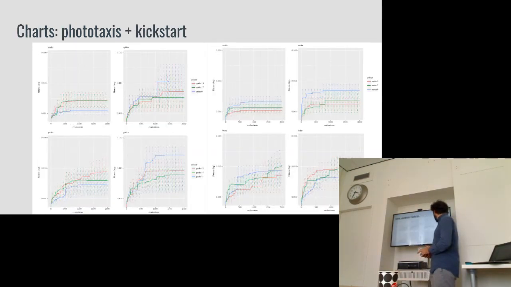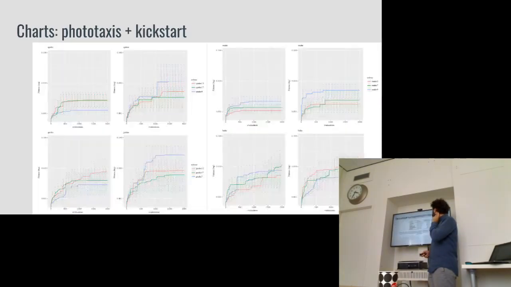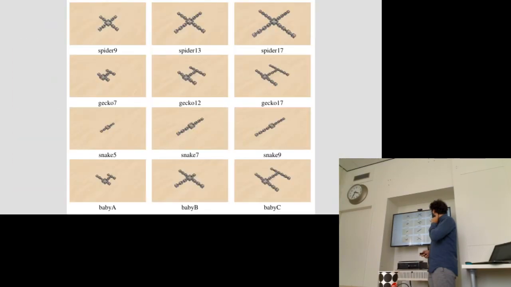They're all symmetrical, as I recall. Not all of them. There are some of them which are not. Here it is. Okay, so the last row. There is baby A, which is a mix between gecko and spider, and baby B, which is, I think, a mix between the snake and the gecko.